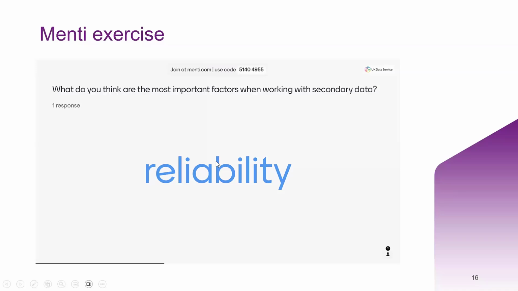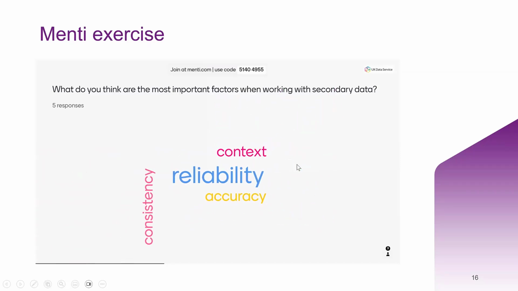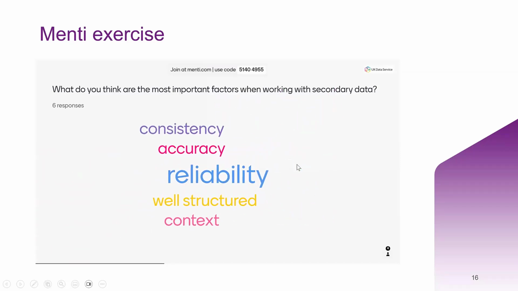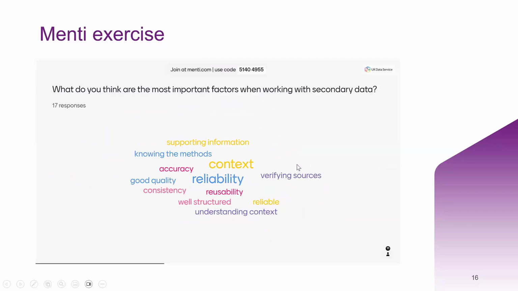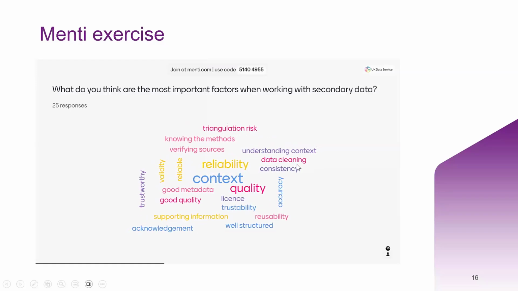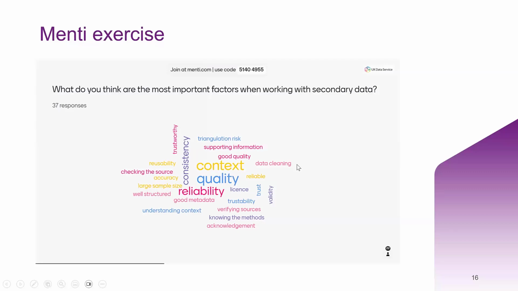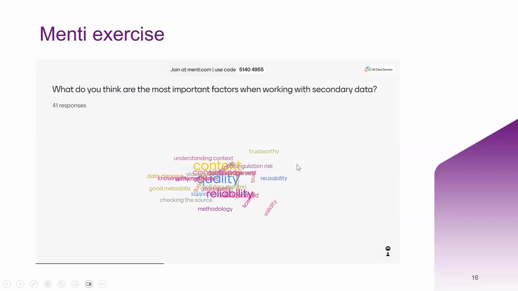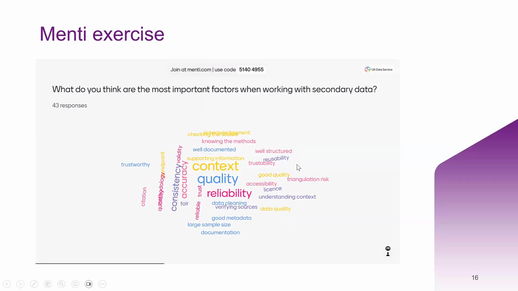Reliability. Answers are coming in. Context, fantastic. Accuracy, consistency, well-structured data, yes. Understanding context, context is very important. Acknowledgement, supporting information, quality, quality and reliability. Context are the three most used terms. That's fantastic.